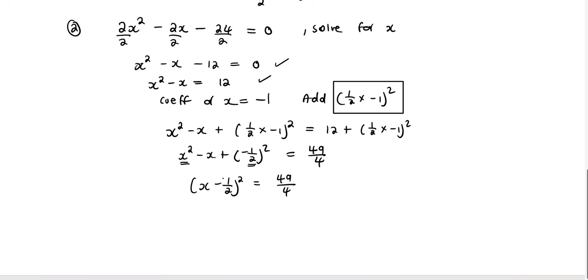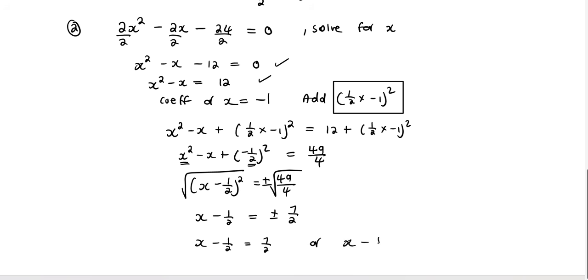Okay, so how can we solve for x here? I have to introduce square root to both sides. But remember, whenever we take a square root of a number or a constant, you must put plus or minus. So x minus a half is equal to the square root of 49 over 4, which will be 7 over 2. In this case, plus or minus 7 over 2. Now, if we solve for x, this means that x minus a half is equal to 7 over 2, or x minus a half is equal to negative 7 over 2.